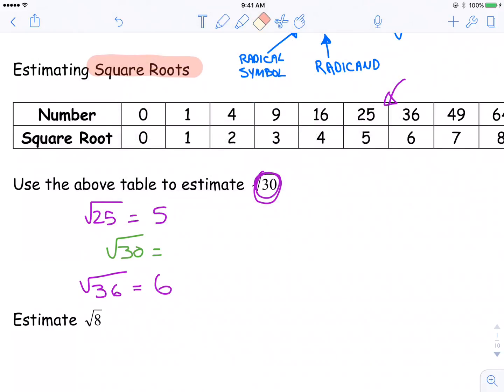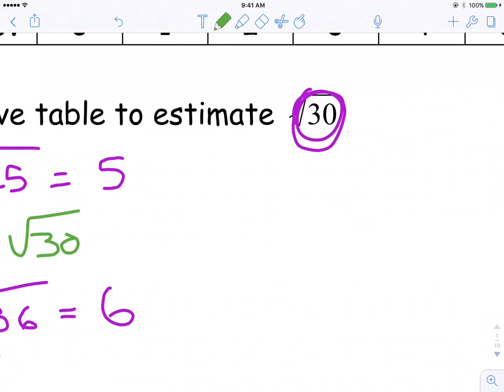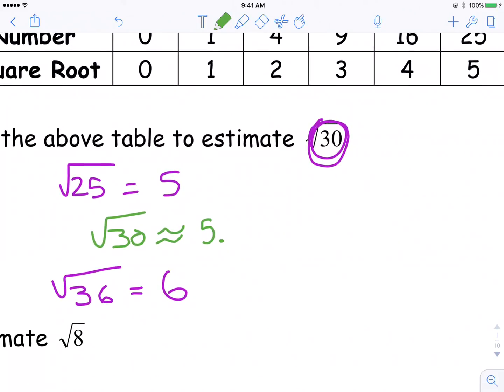The square root of 30, and I can't use an equal sign, is approximately, I use a squiggly equal sign. That's not a very good one, actually. Let's make this bigger, make it nice and neat. Square root of 30 is approximately 5. It's going to be bigger than 5. It's going to be smaller than 6. It's going to be somewhere right in the middle, approximately 5.5.